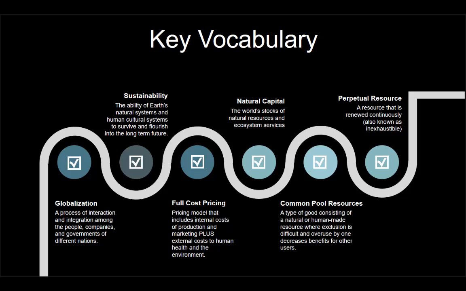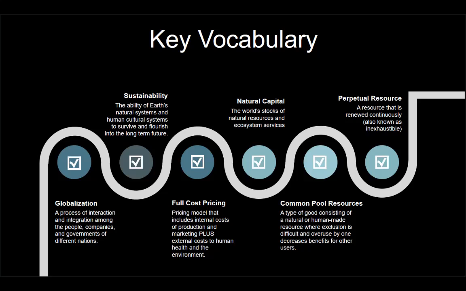Full cost pricing. A pricing model that includes internal costs of production, which are already included, and marketing. Plus, this plus is the new part, the part that makes it full cost pricing versus what's currently being done. External costs to human health and the environment. So remember, the impact on human health and the impact on the environment are not currently included in the price that we pay for goods and services. So full cost pricing includes those.